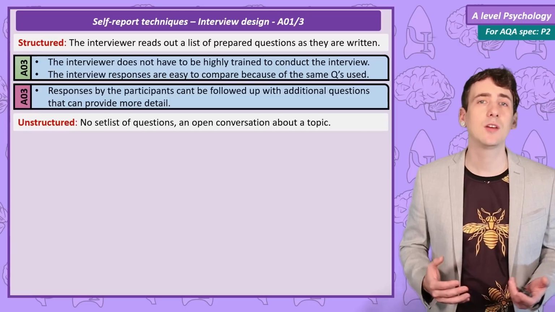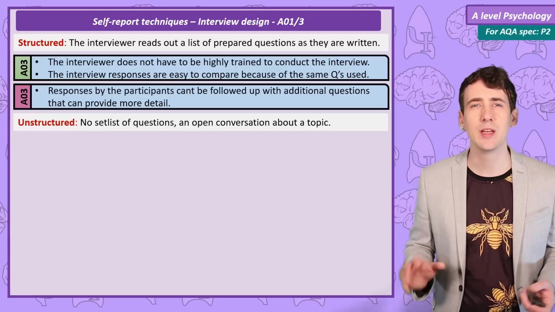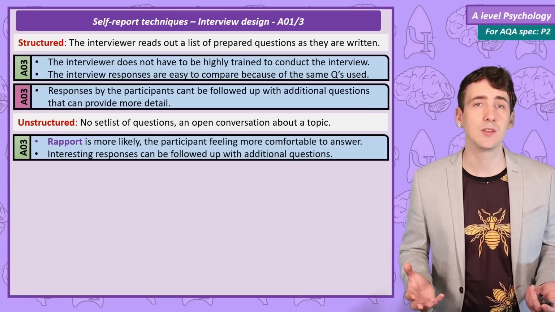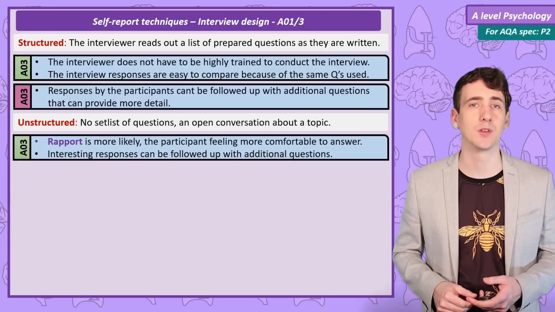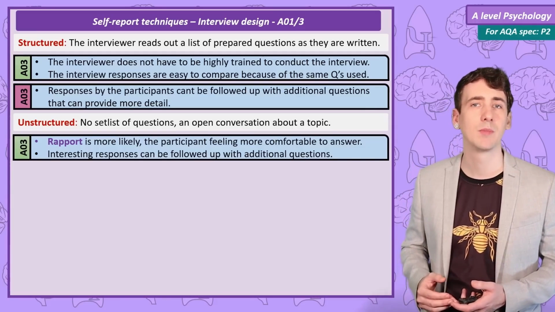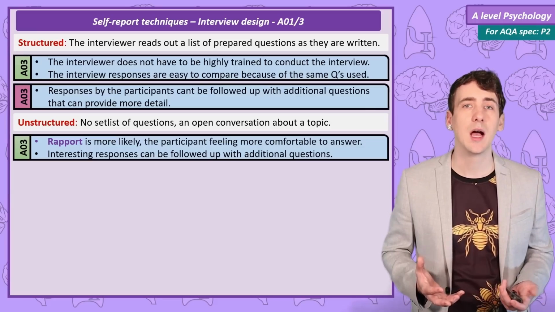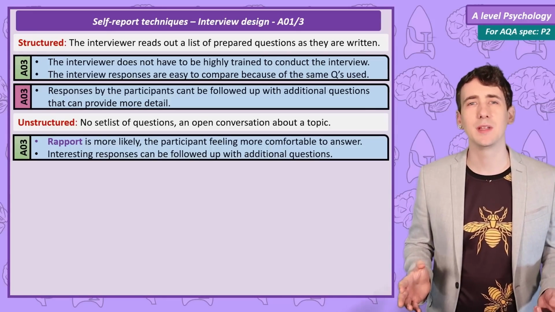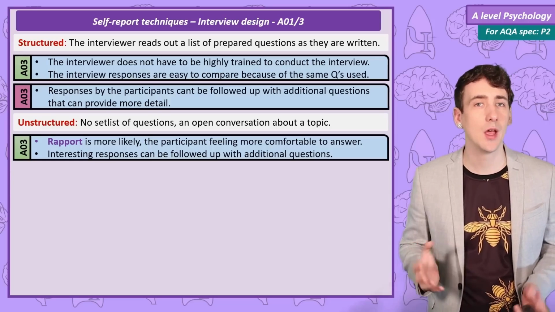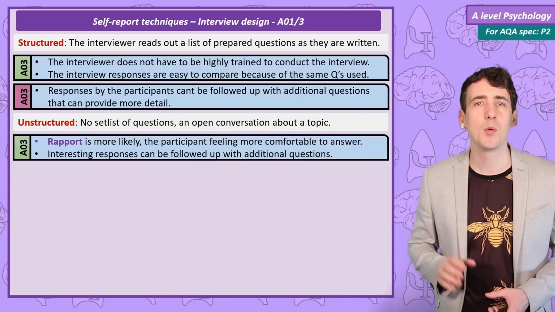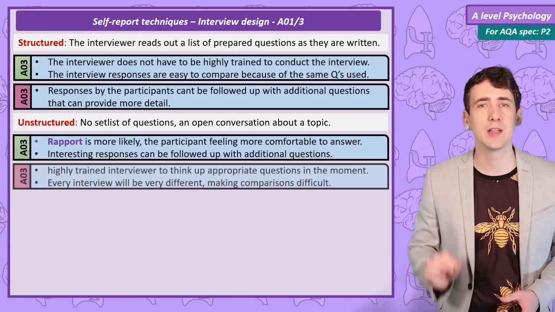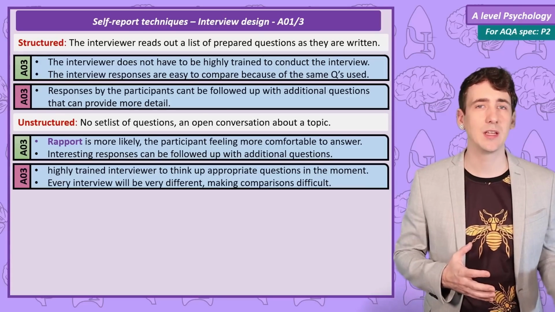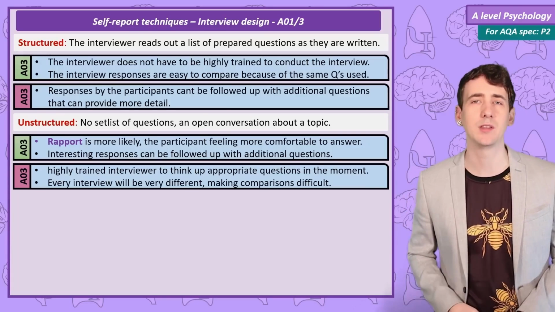An unstructured interview is when the interviewer doesn't have a set list of questions that they're going to ask. It's a free-flowing informal conversation with a general topic to discuss. And an advantage of this approach is you're likely to develop rapport with the participants with this more informal style, meaning they feel more comfortable and maybe more likely to give you personal information. Using an unstructured interview means that if the interviewee says something interesting, you can develop that point. But with this style of interview, you do need a highly trained interviewer to do it successfully. And as every interview is different, it's going to be really hard to compare multiple interviews.